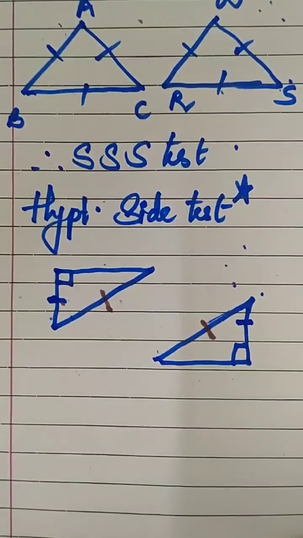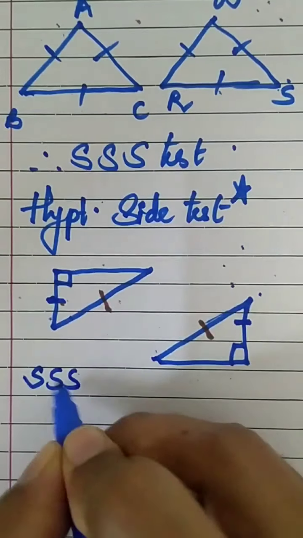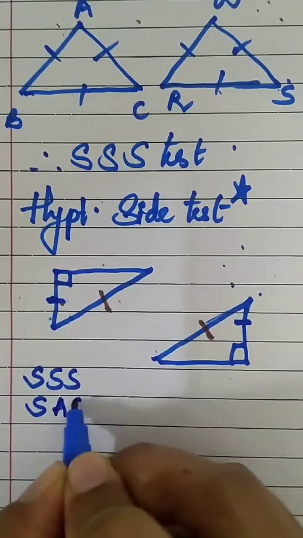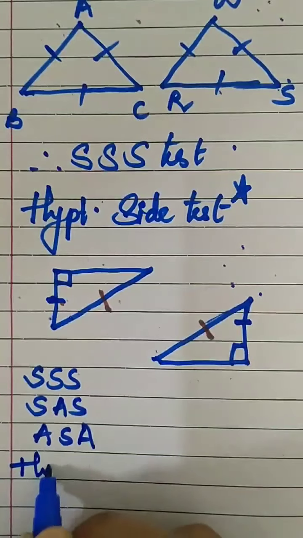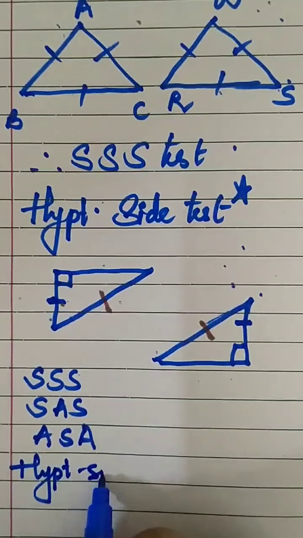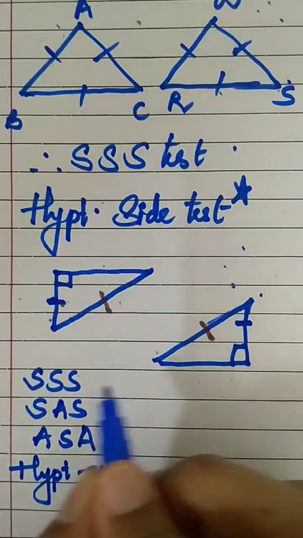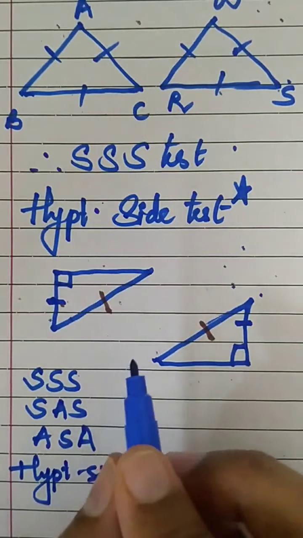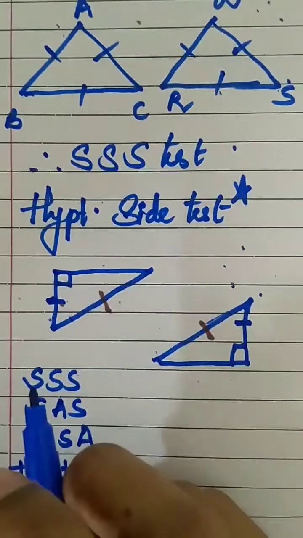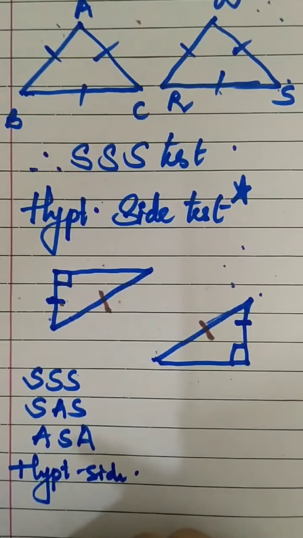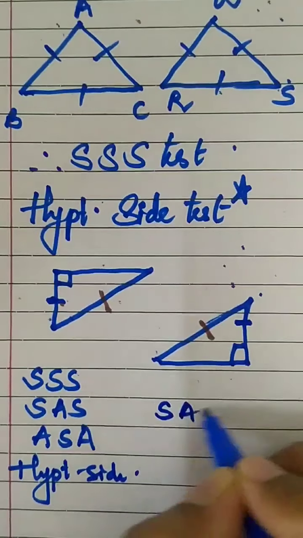So how many types of tests did we see? We saw SSS test, SAS test, ASA test and hypotenuse side test. Same like SSS test, if all angles are congruent, then the triangle is congruent by AA test. AAA no need to write, just AA test. Then we have one other test known as SAA test.